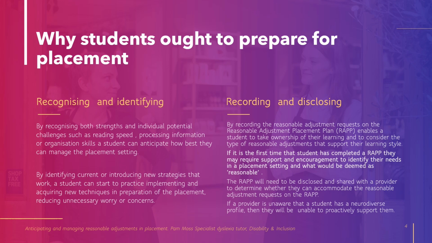In terms of disclosing, it is important that a student shares and discloses that they have either a disability or a neurodiverse profile to a provider. If a provider is unaware that a student has a disability or a neurodiverse profile, then they will not be able to proactively support a student. And secondly, by disclosing to the placement, they have the opportunity to discuss and agree that they're able to accommodate a student's need.